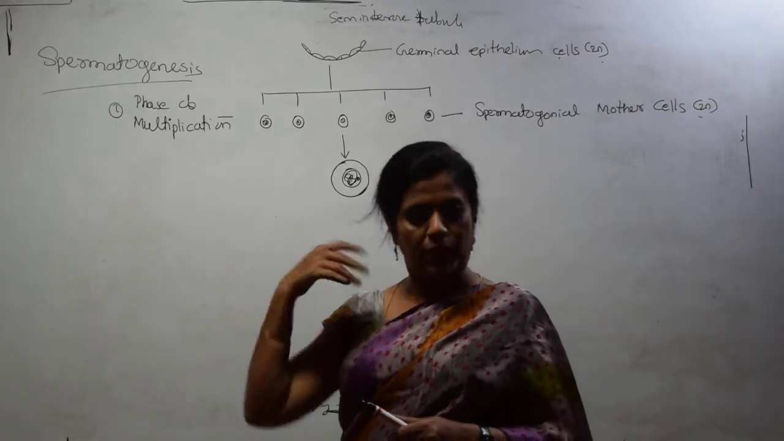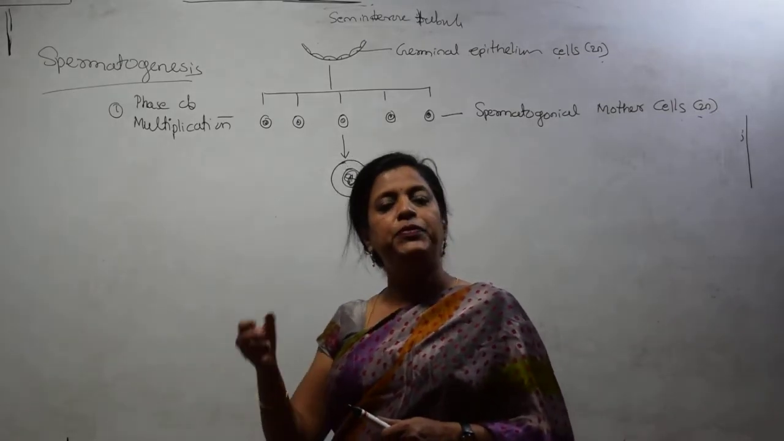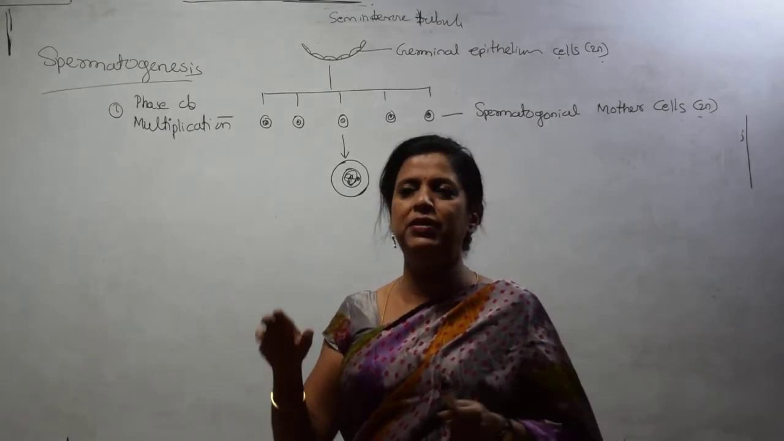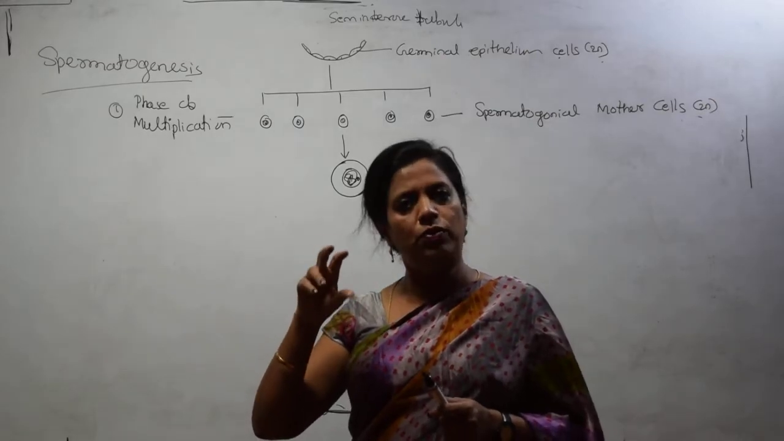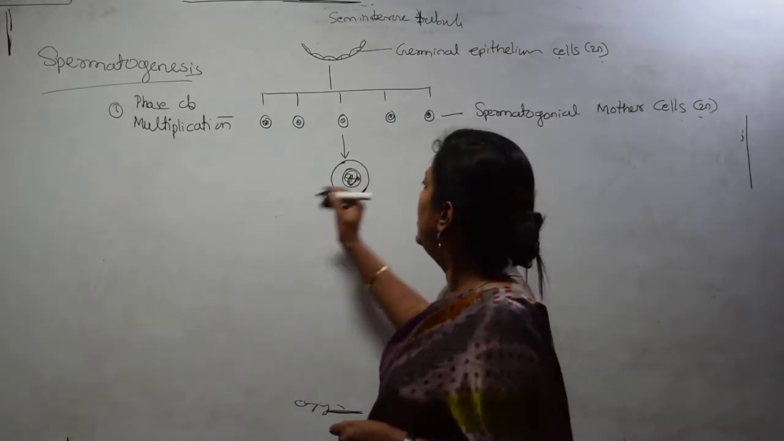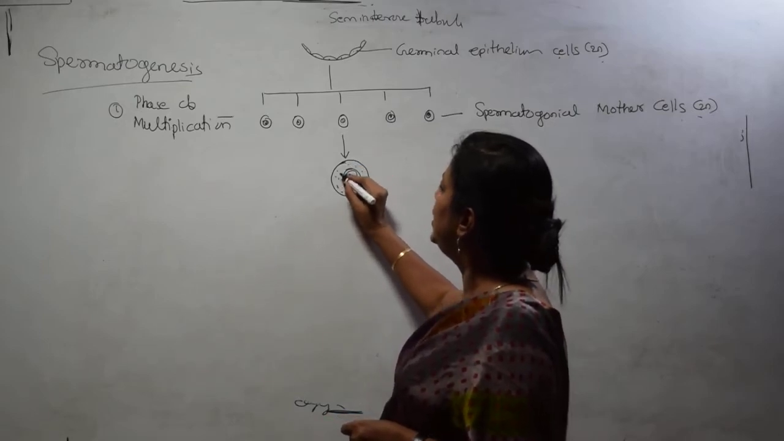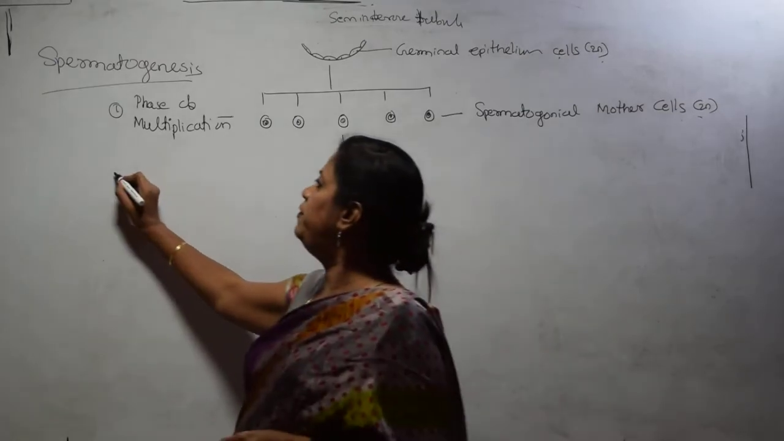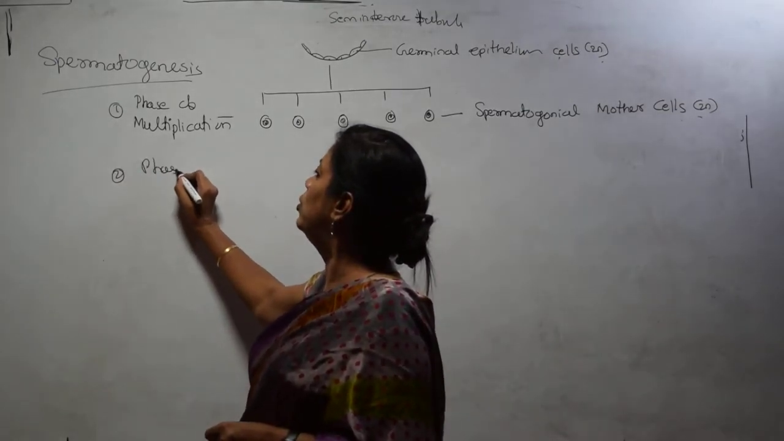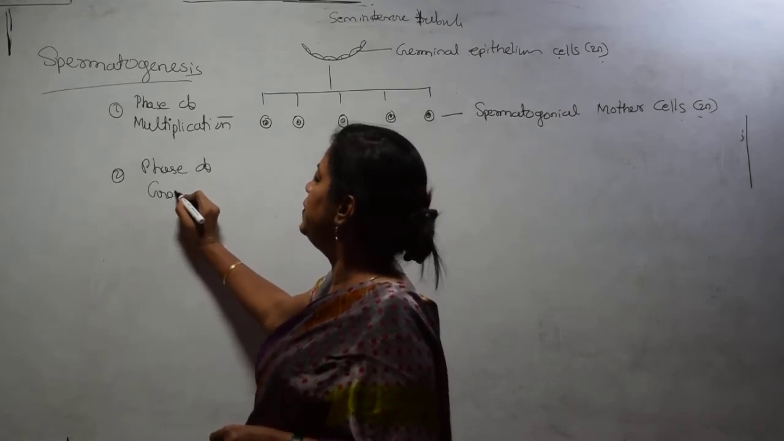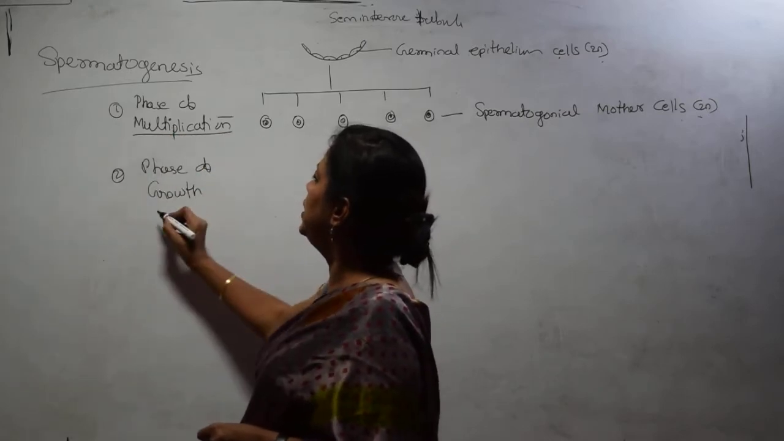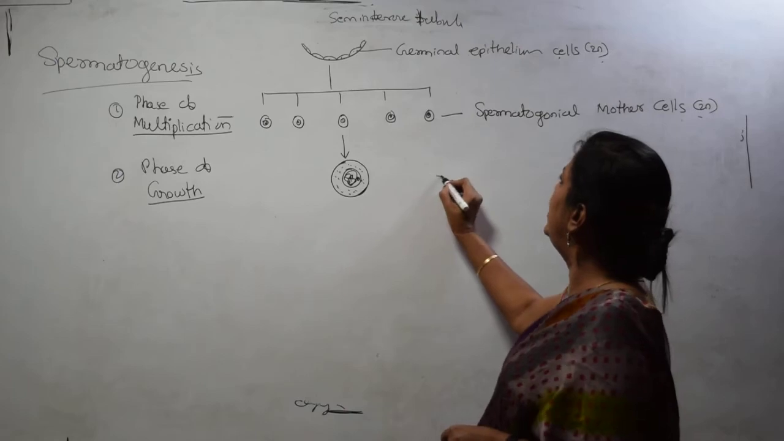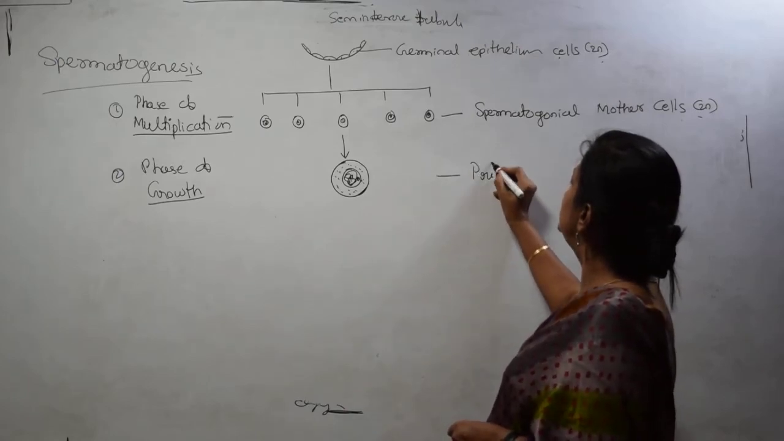Later I will explain oogenesis, where there is an enormous increase in the size of the oogonial mother cells, but here it will not happen. It increases just around 10 to 12 folds, that's it, and it will accumulate a lot of other cell material and components like mitochondria. This is the second phase, which we call the phase of growth. First phase, I told you, is the phase of multiplication, second is the phase of growth. Now the grown-up cell we call the primary spermatocyte.